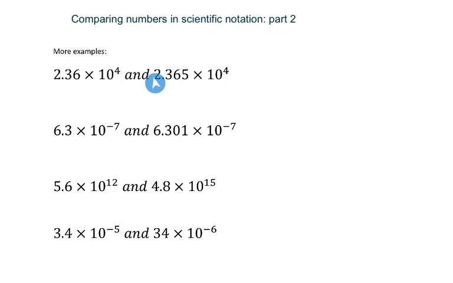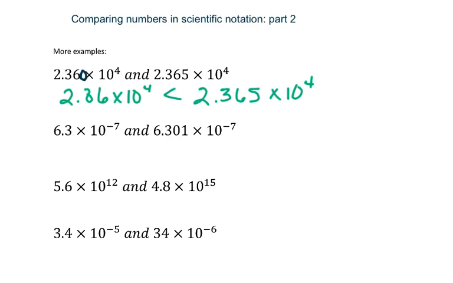and not coefficients, I'm sorry, first factors. So we're going to have 2.36 compared to 2.365. So I'm going to add another place value here. So you can think of that as 360 thousandths to 365 thousandths. So 365 thousandths is bigger. So that means that 2.36 times 10 to the fourth is less than 2.365 times 10 to the fourth.